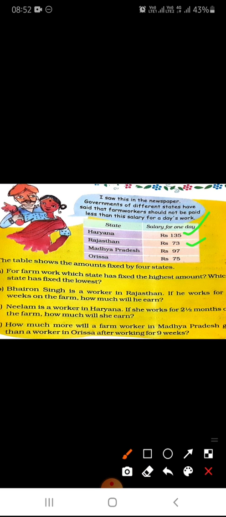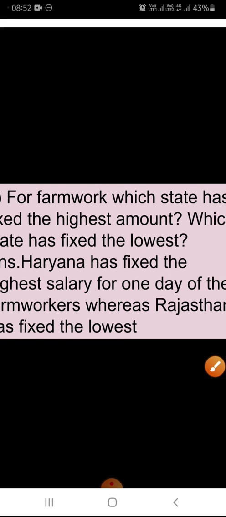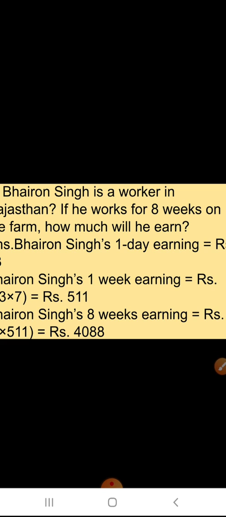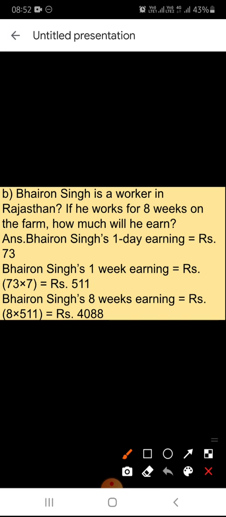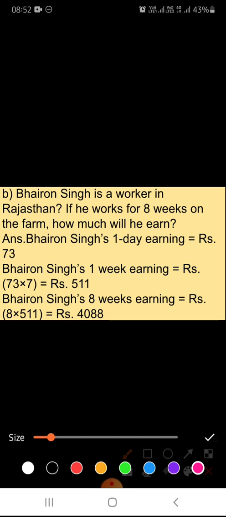Okay. Similarly, the next question is there. Bhairav Singh is a worker in Rajasthan. If he has worked for 8 weeks on the farm, how much will he earn? So children, for this question, we should know the earning of Bhairav Singh in one day. In Rajasthan, what is the earning for one day? It is 73 rupees. And Bhairav Singh is working for 8 weeks.